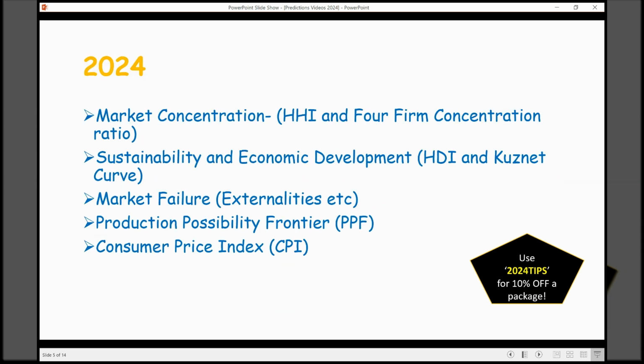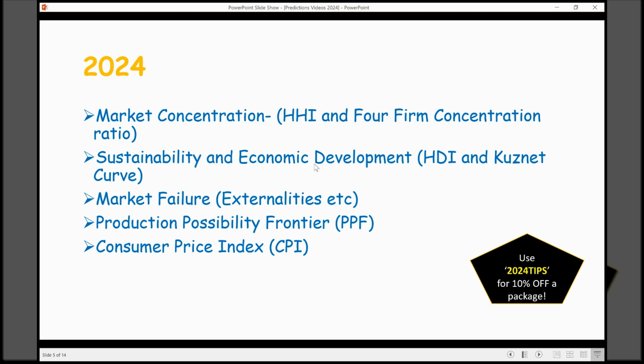In terms of the new course specifically, these are things that weren't on the old course that are specific to the new course, with the exception of CPI there at the bottom. All the rest of them are new, and have come up every year so far. So be prepared for them again. So be able to calculate in terms of market concentration. The HHIs come up every year in some shape or form. The 4-firm concentration ratio hasn't. So just be prepared for that to come up.